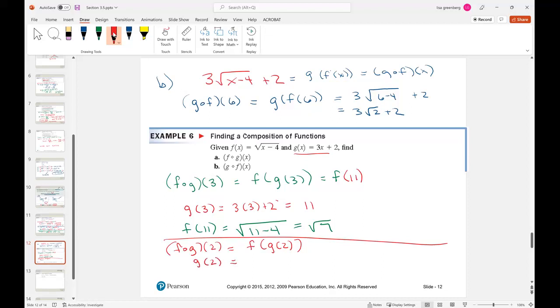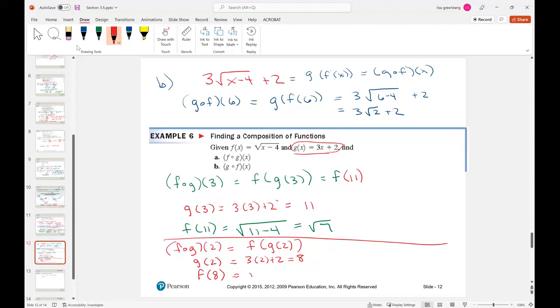And I go and I find g of 2 is equal to 3 times 2 plus 2, which is 8, right? And then I want to know what f of 8 is, because now g of 2 is 8. So I plug it in here, so I plug this into the f.